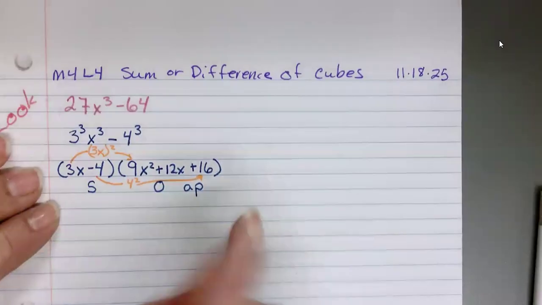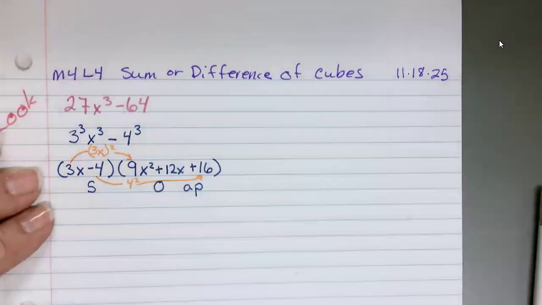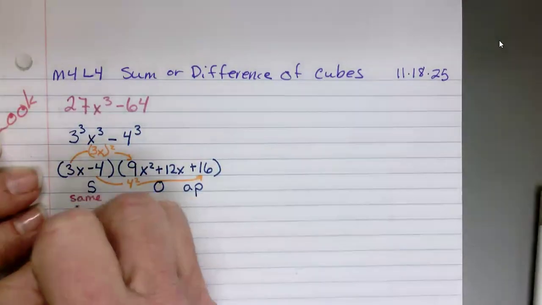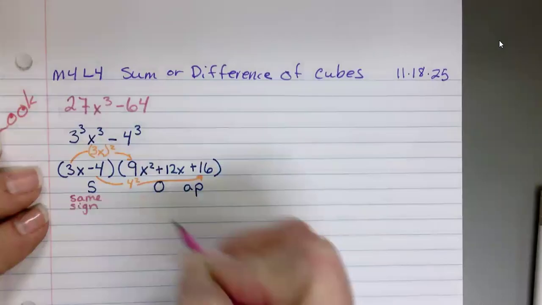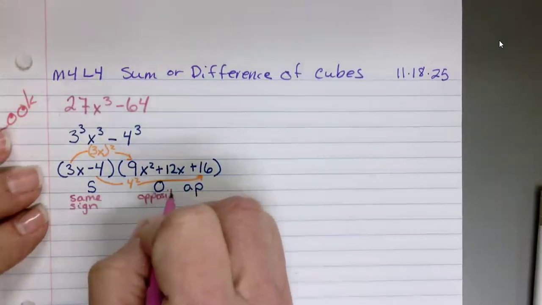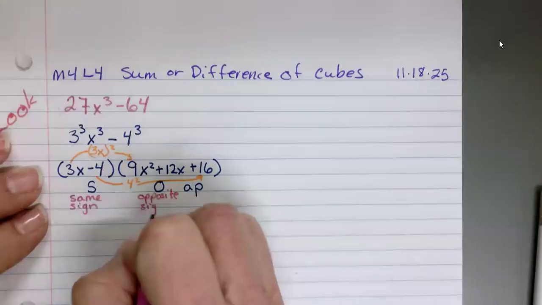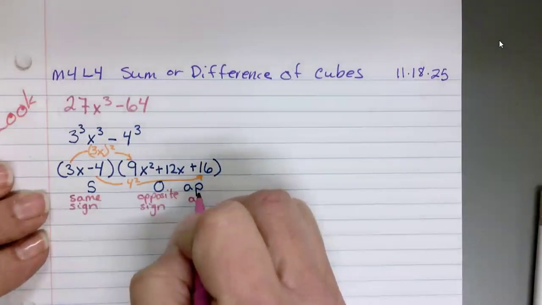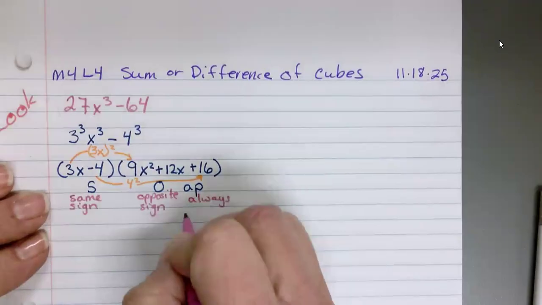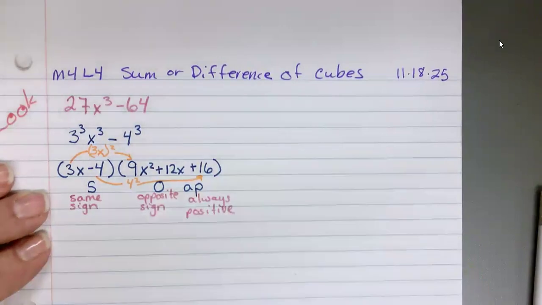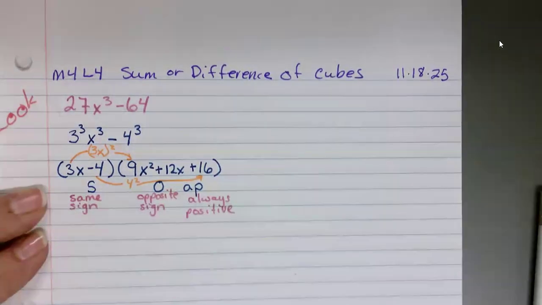So let's write what SOAP stands for at each section. So under the S, I'm going to write same sign. Under the O, I'm going to write opposite sign. Under the plus, I'm going to write always positive. And that's how SOAP is going to help us with our sums or differences of perfect cubes.